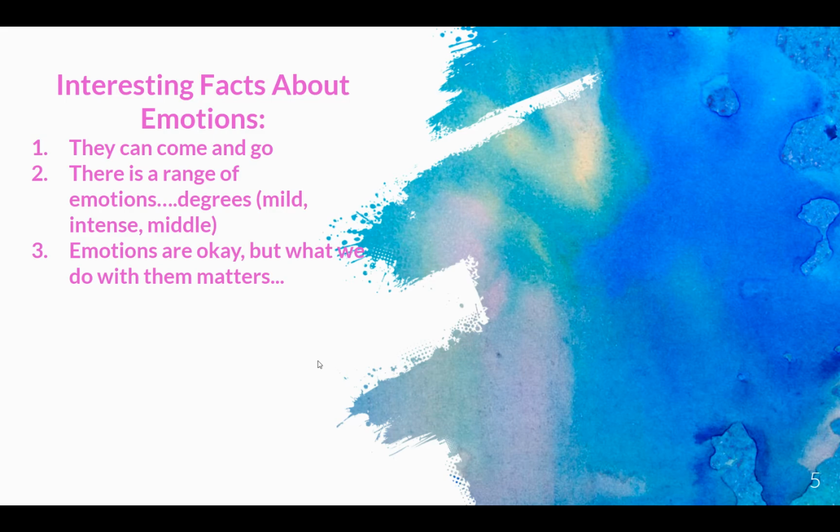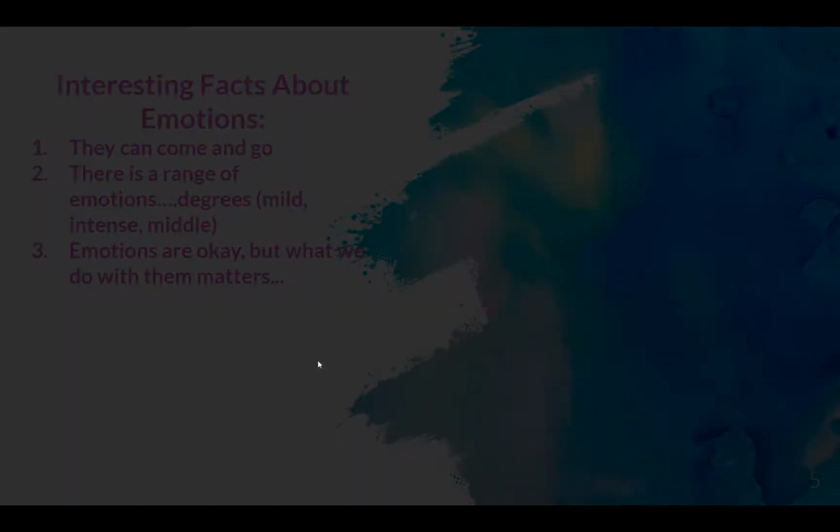So here are some interesting facts about emotions. They can come and go. There's a range. You can feel really strong emotions or really light, mild emotions or somewhere in the middle. But all emotions are okay. And really, what we do with these emotions is what matters.